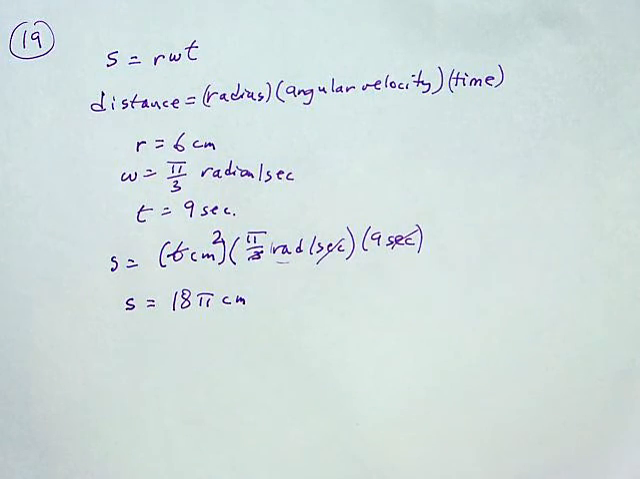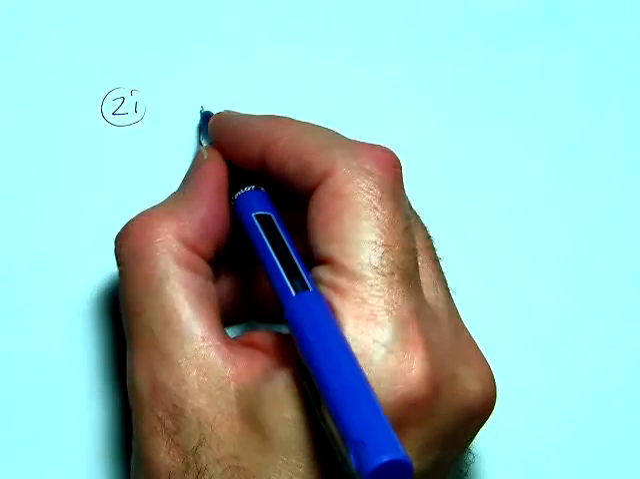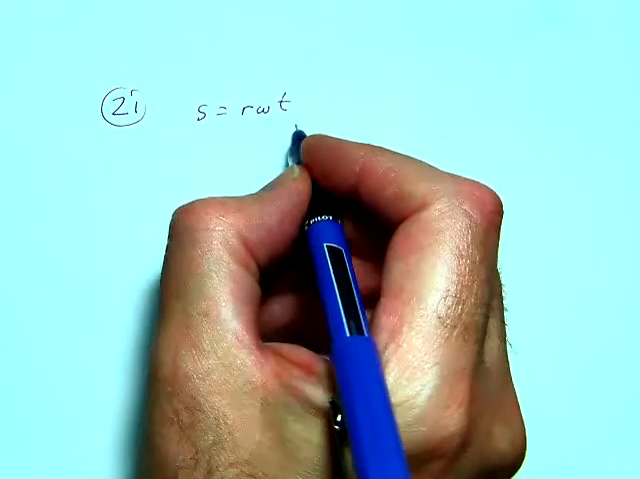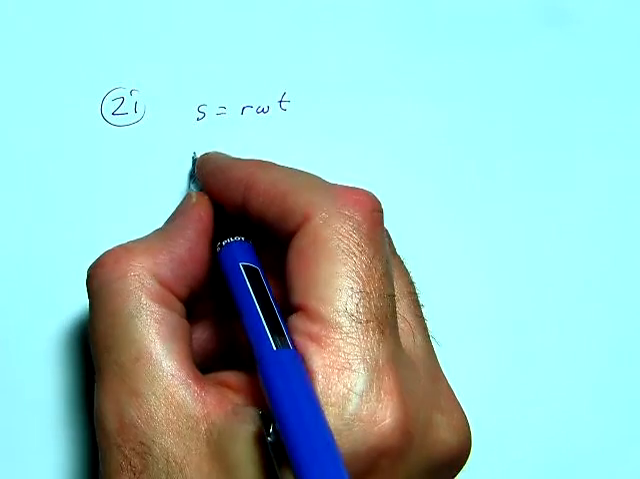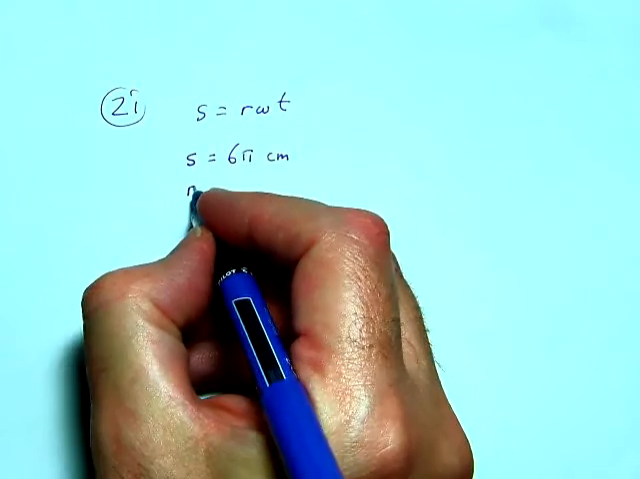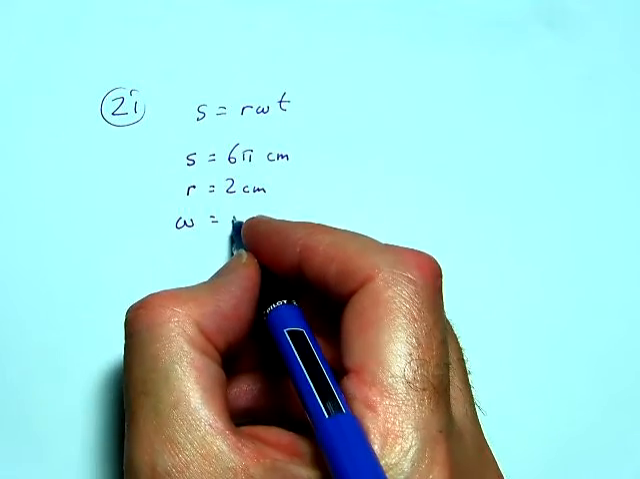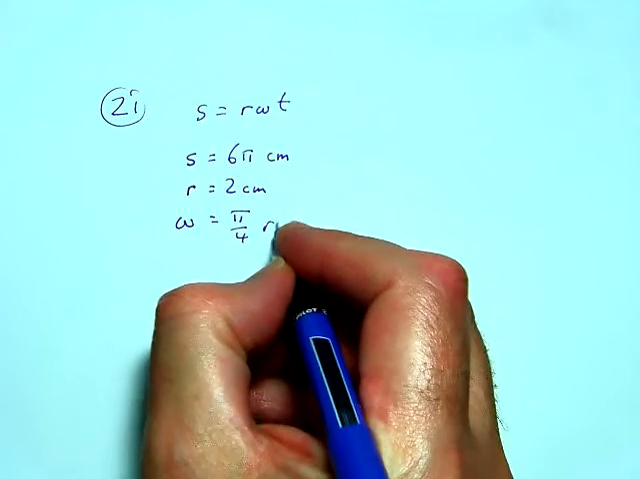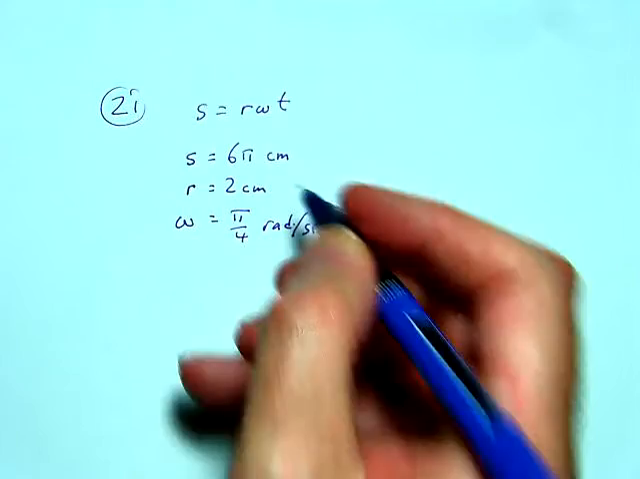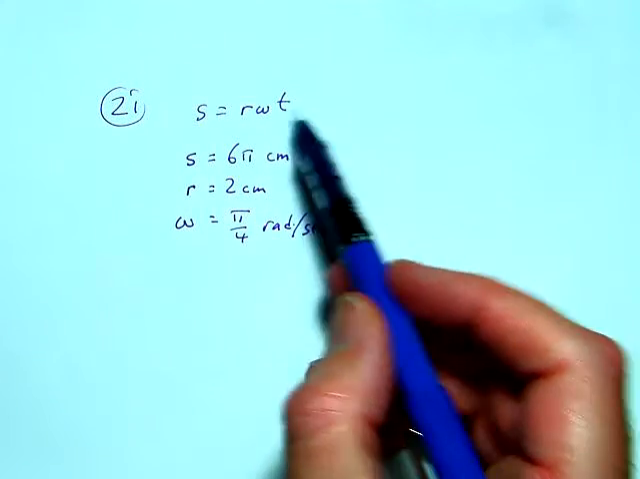And then next question is number 21. Again, the same formula needs to be used. So for number 21, we still have S equals R times omega times time. We're given the distance this time that was traveled was 6 pi centimeters. The radius is 2 centimeters, and the angular velocity is pi over 4 radians per second. Okay, so what is the missing value here? The missing variable is t. We have to solve for time.